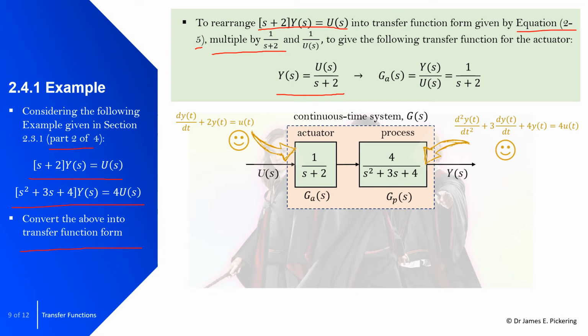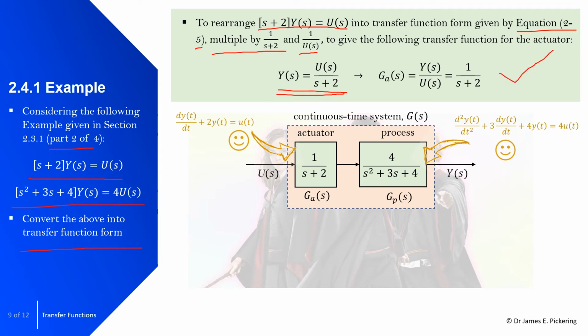So if we multiply it by 1 over s plus 2, we'll end up with this equation here, y of s is equal to u of s over s plus 2. Obviously you have to multiply that by both sides, and then if we multiply it by 1 over u of s, what we'll end up with is y of s over u of s, and obviously u of s is going to cancel u of s, so 1 over s plus 2, and that there is our transfer function.